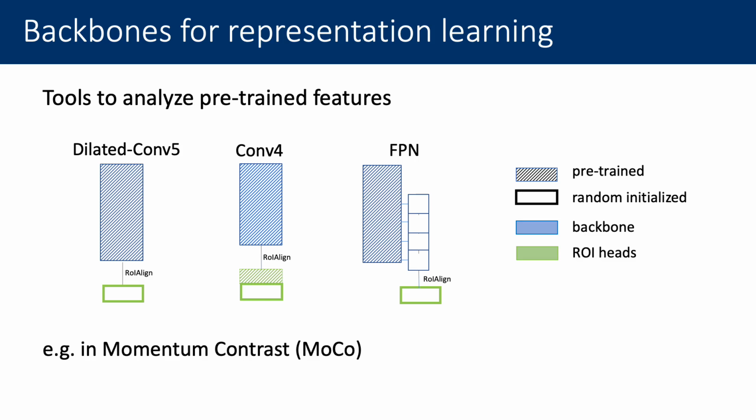First, in the so-called dilated Conv5 backbone, the entire pre-trained backbone is loaded and becomes the backbone of the detector. But in the Conv4 model, only part of the pre-trained backbone becomes the backbone of the detector, and that's up until the Conv4 layer. And the rest of the pre-trained model becomes part of the head of the detector. As a result, if we want to study the question of whether a pre-trained model is good for the head, then we might want to use the Conv4 backbone to run our experiments. And this is actually used by the Momentum Contrast paper because of this.